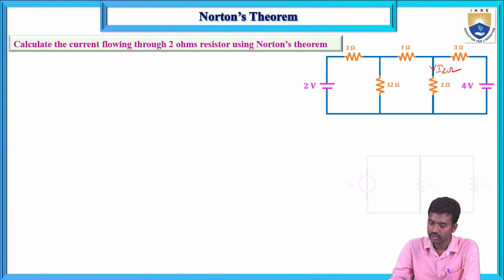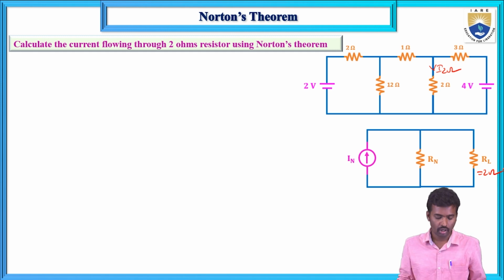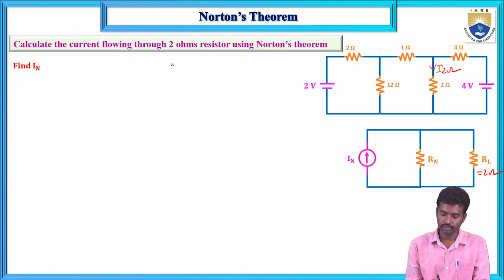Now here, the circuit is replaced by a current source in parallel with a resistance, connected across the load terminals. Here In and Rn. Here RL equals the 2 ohms resistor. Now here, In calculation. First draw the circuit.